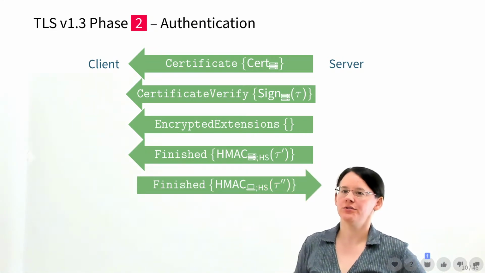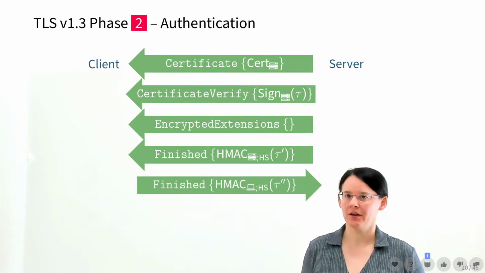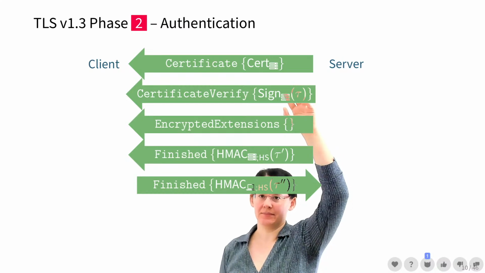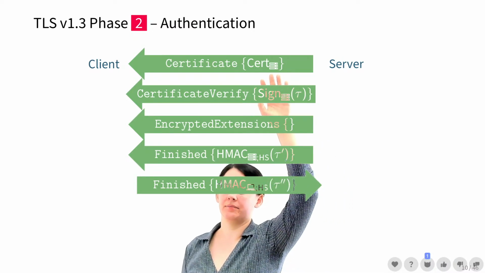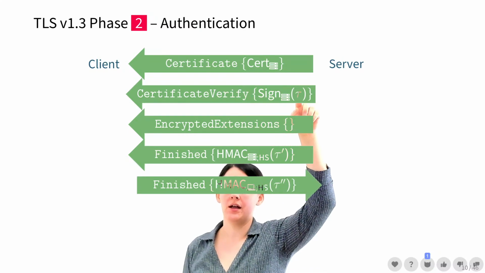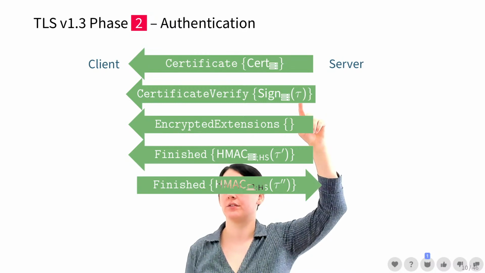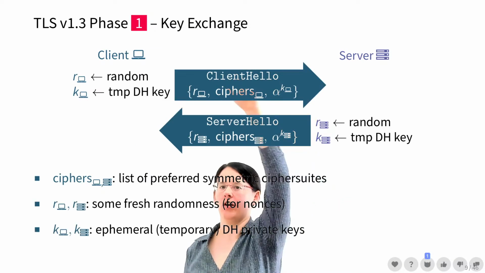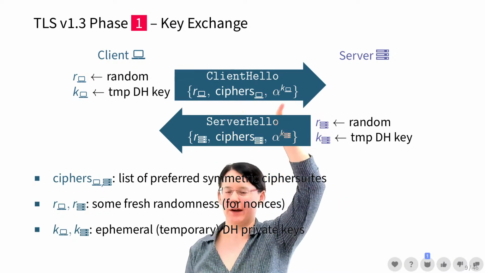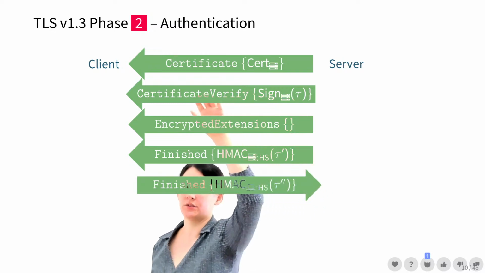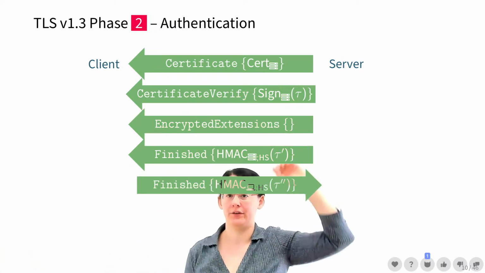We prevent it by also having a long-term key pair for signing. And what the server now does as the next step is he takes the messages that have been exchanged so far. So this is called tau here. Tau is short for the transcript. It simply means essentially taking the byte dump of this communication here. It's simply taking that byte string and signing it with his long-term private key. Sending that to the client, so that's the certificate verify.